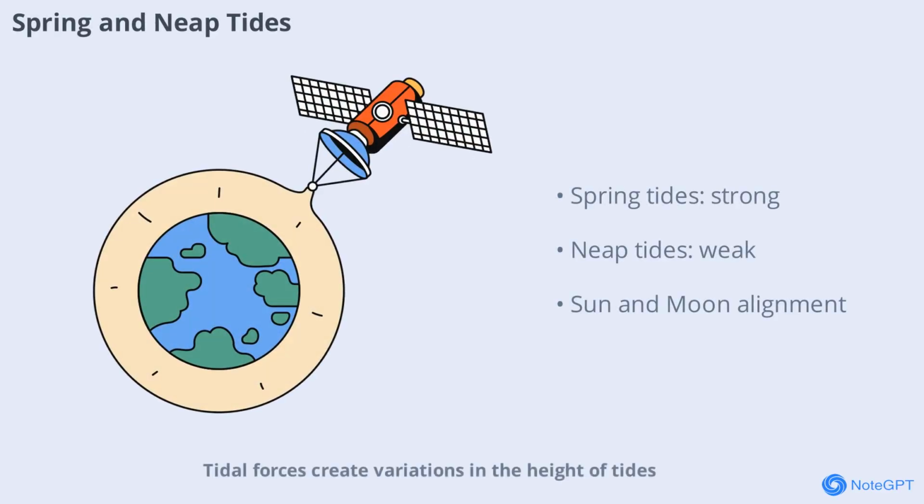Tidal forces create variations in the height of tides known as spring and neap tides. When the sun, moon, and Earth align, their combined gravitational pull causes especially high and low tides called spring tides. When the sun and moon are at right angles, their effects partially cancel out, leading to neap tides with less extreme differences. These cycles are predictable and have been observed for centuries, shaping coastal environments and human activity.